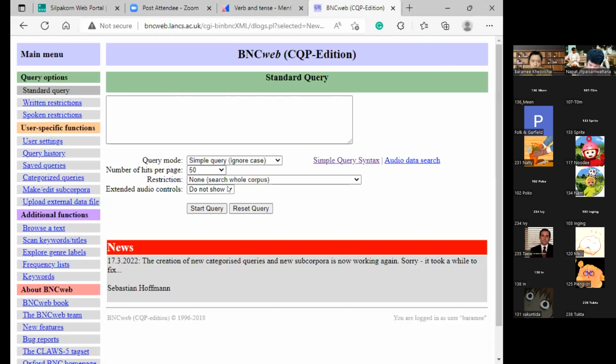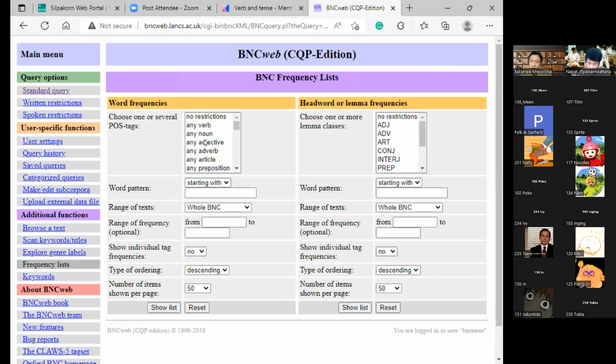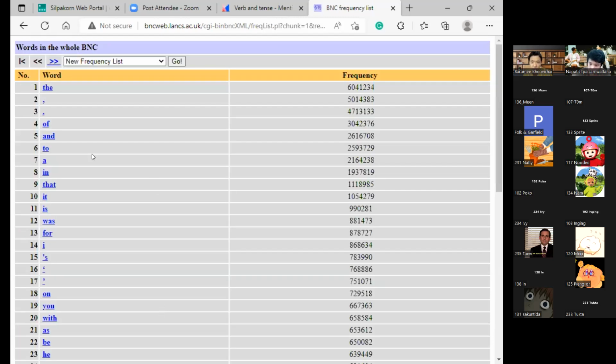So let me just show you this. In the BNC website, it has the BNC corpus, right? And if you want to know what words are in the BNC web, we can find out which word is used most frequently in English. So if we go to the frequency list, we can generate a frequency list of the words in the whole BNC. You can just come to this part of the BNC web and click on show list. And it will show you the list of the words that tend to occur most frequently.